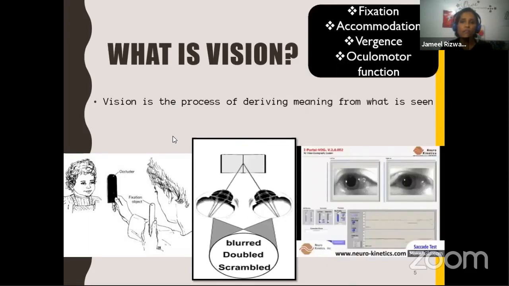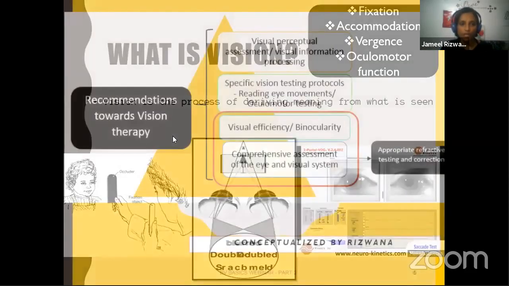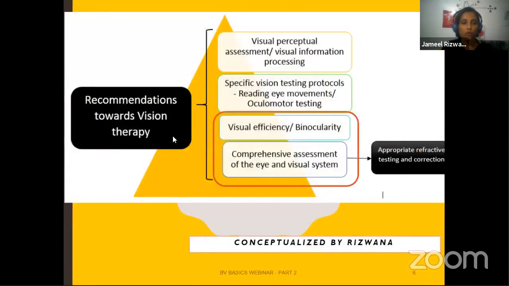This becomes even more important in the world of binocular vision, because this is the pyramid that I use very often to conceptualize how a primary eye care practitioner should look at binocular vision. The base of the pyramid is your comprehensive eye examination, and then your binocular vision comes next, which is given the terminology of visual efficiency. Then come your other specialized testing like reading tests, eye movements and oculomotor testing, and the last one is visual information processing.